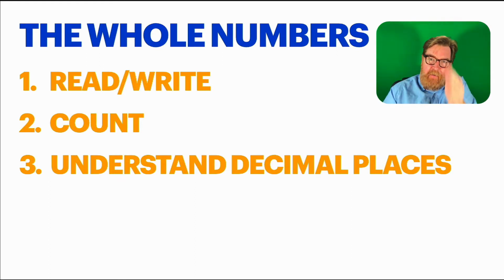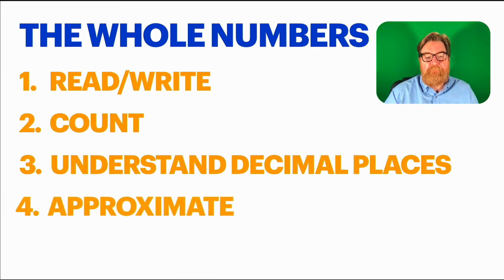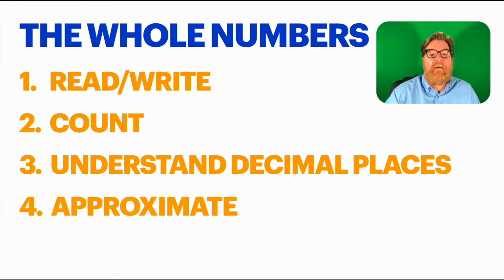So every position means something different. That's really important to know too. You also need to know how to approximate whole numbers. Just have a number sense. So if you walk into a store and you see something advertised for like $698, then you got to know that that's like $700. No big deal.